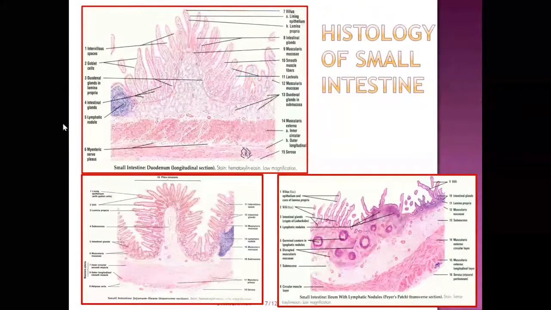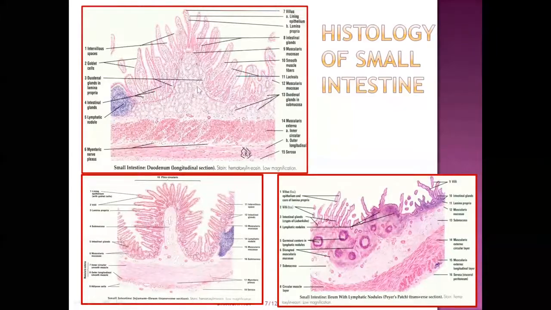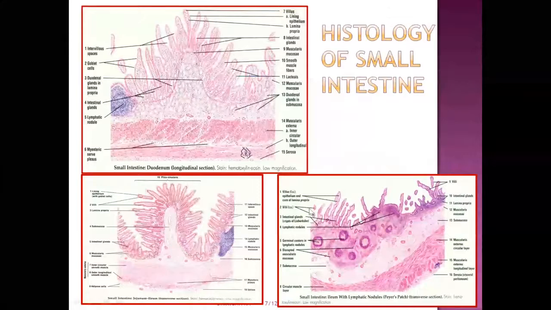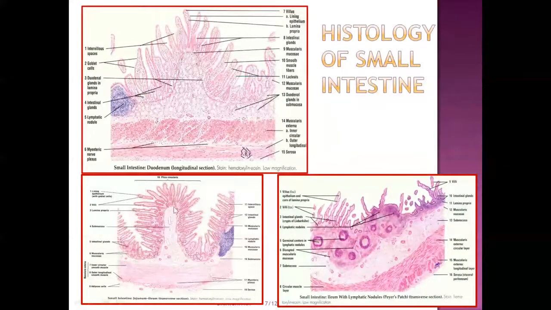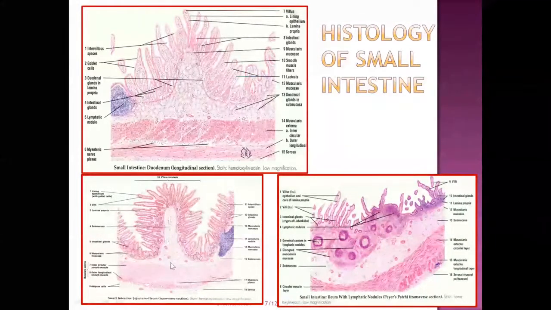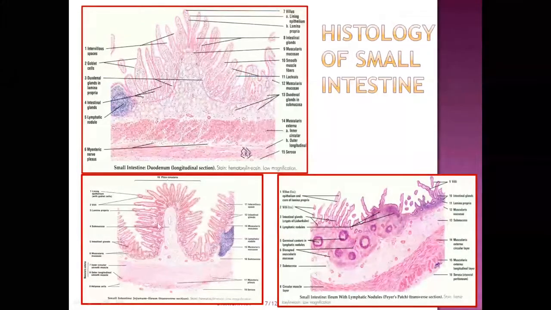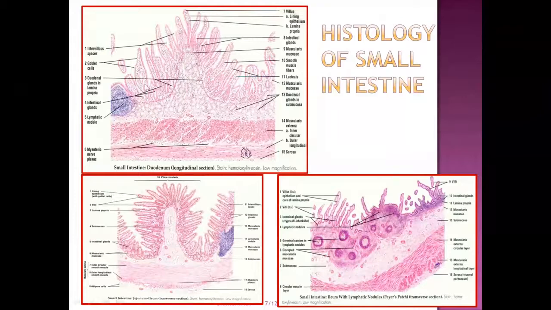Two, if the submucosa contains glands, that slide is the duodenum. If the mucosa contains Peyer's patches, that slide is the ileum. If these two are not present, only villi are present and the other features of the small intestine are present, then that slide is the jejunum. So that's how we can appreciate the differences and the common features of the three parts of the small intestine: duodenum, jejunum, and ileum.